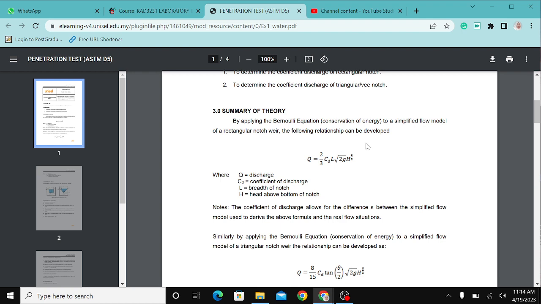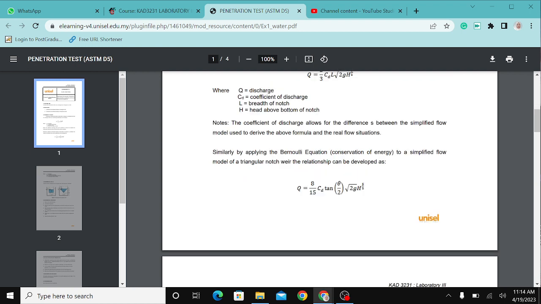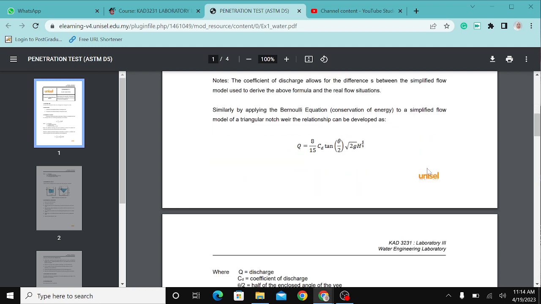This Bernoulli equation you have seen in a previous subject. The Bernoulli equation relates conservation of energy to a simplified flow model of a rectangular notch, which can be seen by this equation. Q means discharge, CD is your coefficient of discharge, L is the breadth of the notch, H is the head above the bottom of the notch.